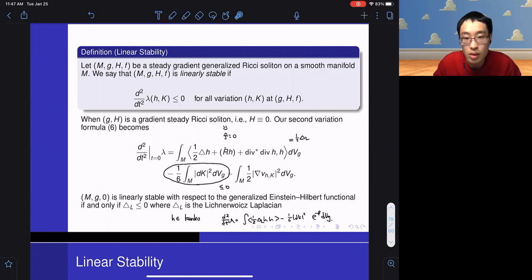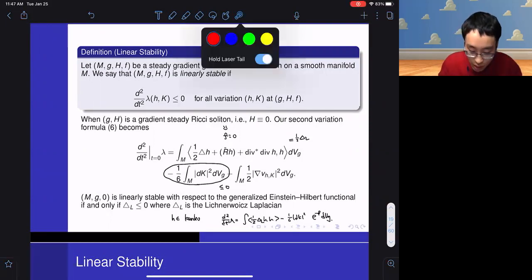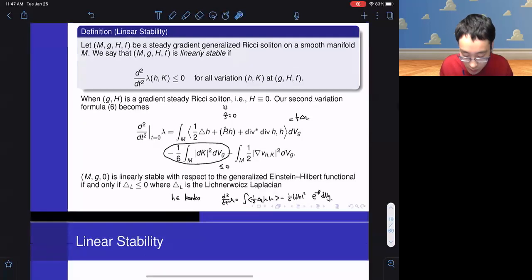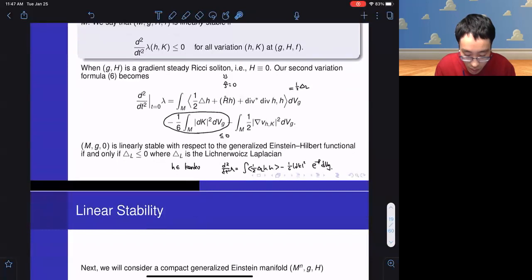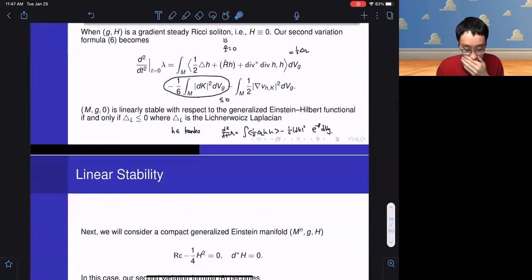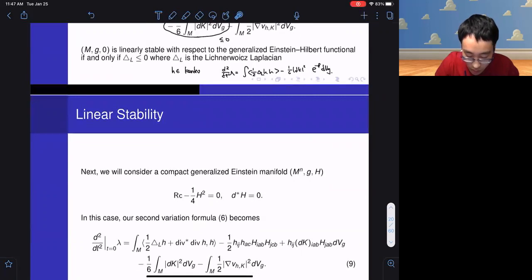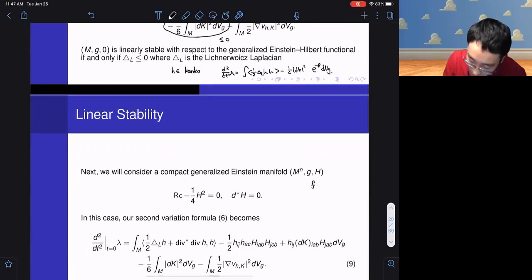Later we will see why we only need to consider the kernel divergent part in this case also. But here, this is our result in the H0 case. So this case is trivial, and therefore we will consider the generalized Einstein manifold. If we consider a generalized Einstein manifold, it means that F is a constant.